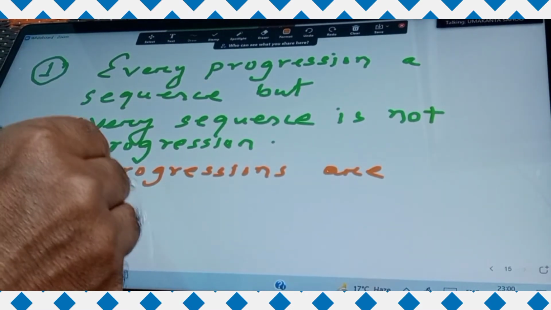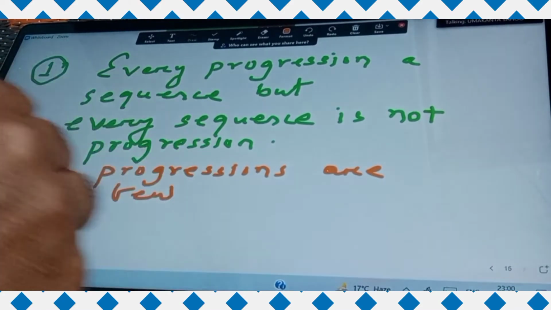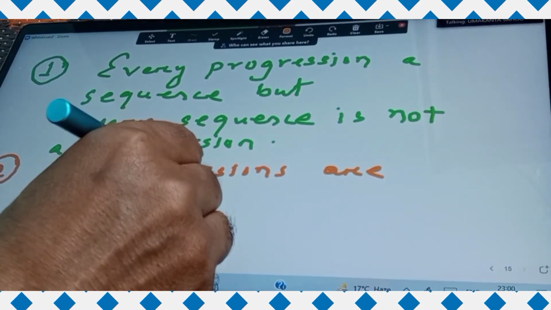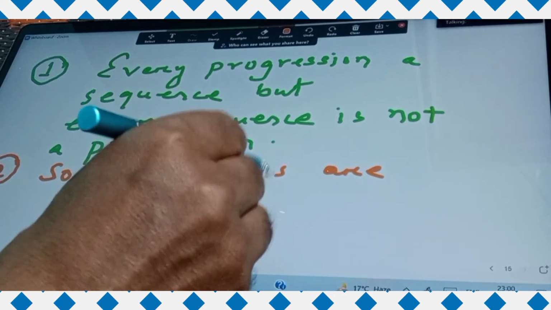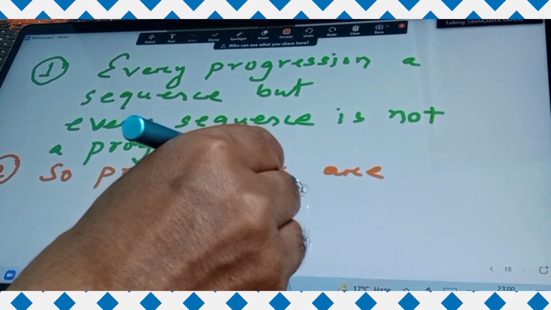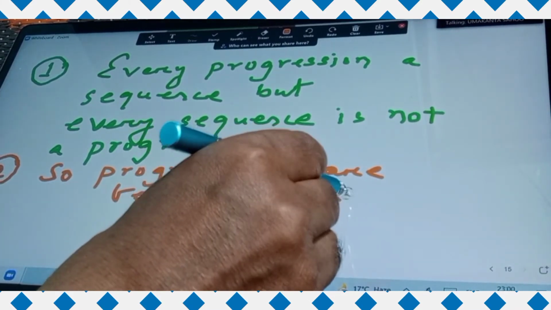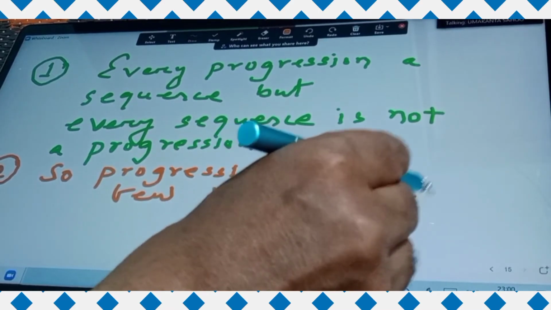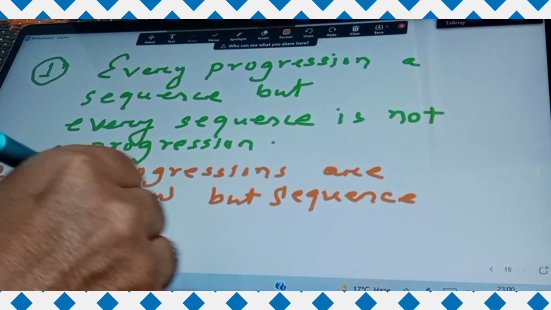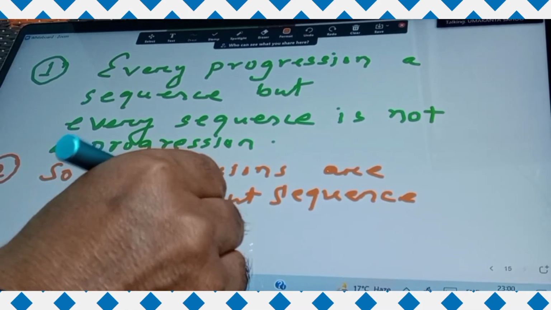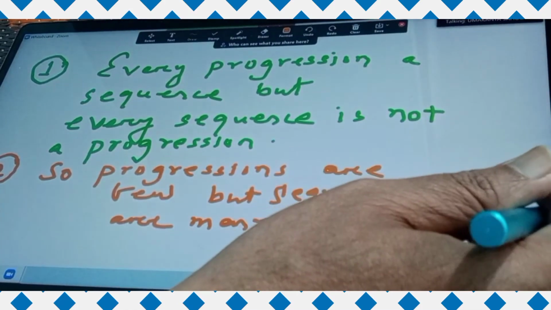But sequences are many. There are many sequences. So there are few progressions, and we shall discuss some types of progression.